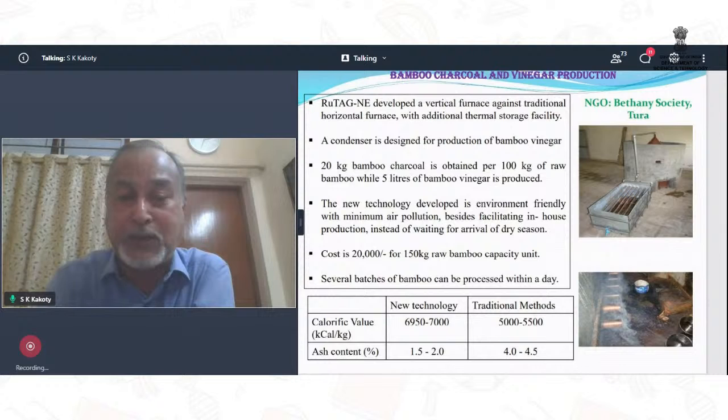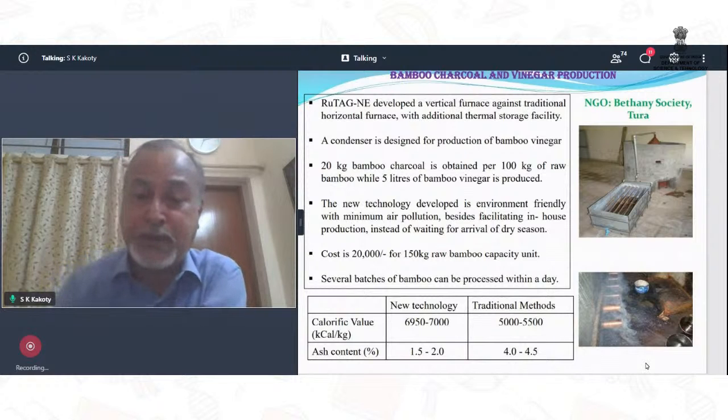And we have scientifically analyzed all these things. The new technology is giving higher calorific value than the traditional method. Also, ash content is low, and this is becoming quite popular now. There is interest from one agency from the Punjab government and one agency from Maharashtra. The discussion is going on how to transfer this technology to Punjab and Maharashtra.